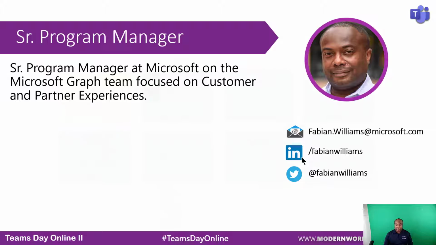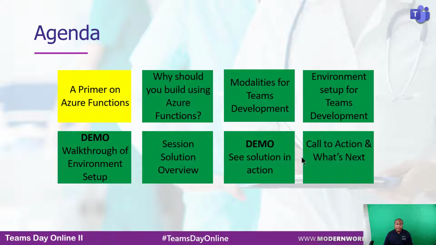So what we have here today is an agenda that is going to cover a primer on Azure Functions, why you should build using Azure Functions, not just for Teams development, but in general, if you're building solutions for the cloud. Modalities for Teams development. So we're going to talk about just two different ways that you can go about developing for Teams. And I'm going to show you one of the ways in real time, and another way I'm just going to give you a code walkthrough, and the information is going to be on GitHub.